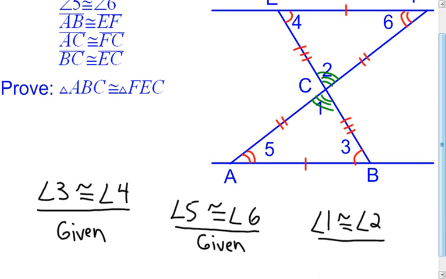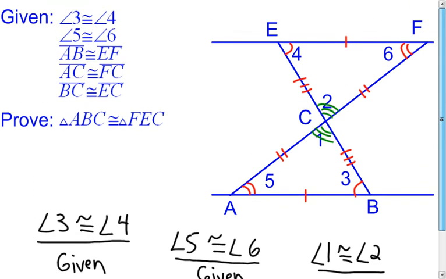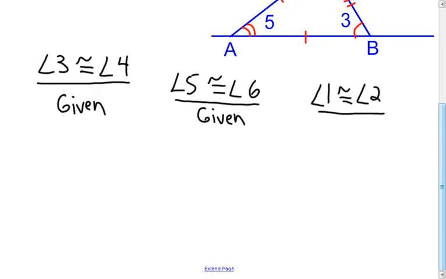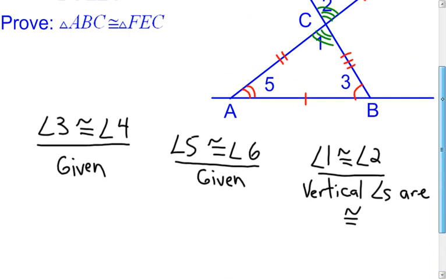My reason for that, remember, was not given because it's not a part of the given information, but it's coming from my picture and I noticed that they were vertical angles. So my reason is vertical angles are congruent. I have all 3 sets of angles being congruent in my proof now.